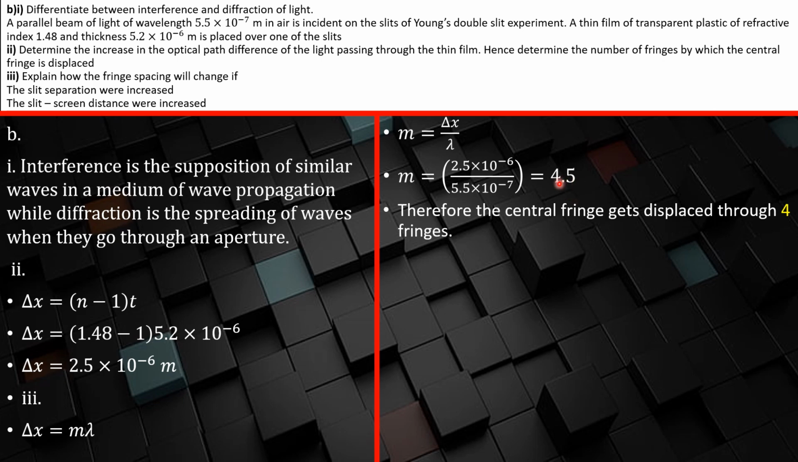4.5 really means that, hey, I could have gotten to the 5th, but I don't have it on the screen. Okay, so I have only 4 bright fringes on the screen, so that's why it has to be displaced through 4 bright fringes right there.